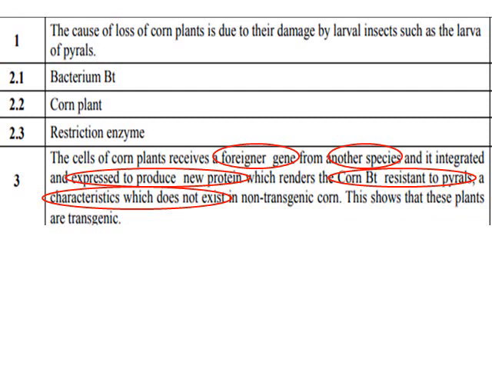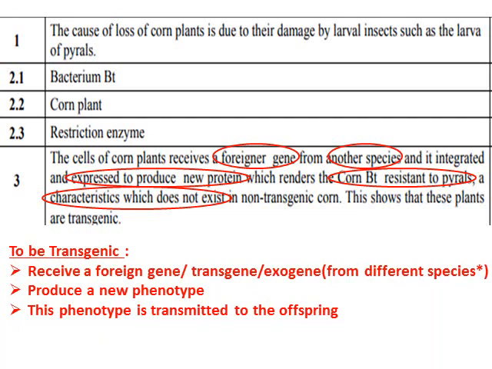So whenever we are asked to prove if this organism is transgenic, we're going to focus on these ideas. It should have a foreign gene, also called a transgene or an exogene, either from a different species or from a different organism of the same species. It's going to produce a new phenotype, and this gene is transmitted to the offspring, so the offspring will have the same phenotype.